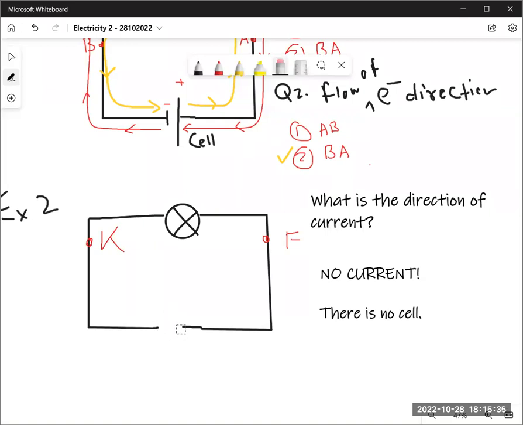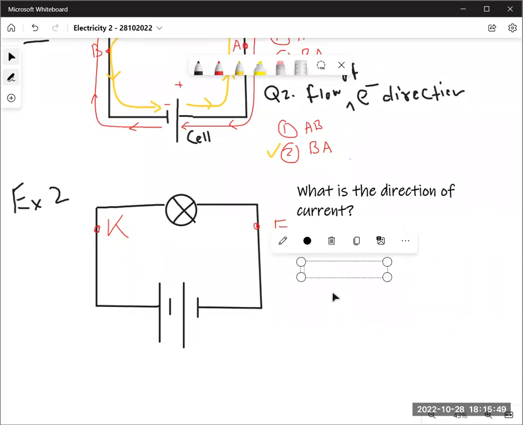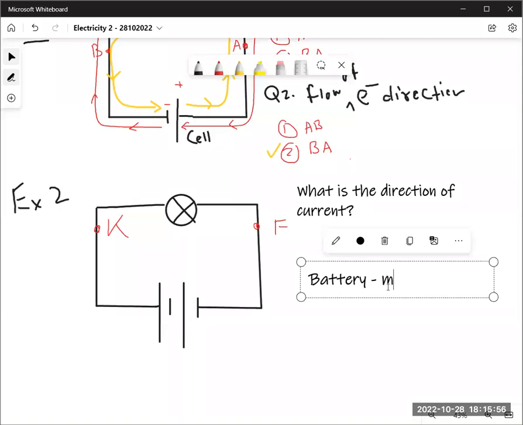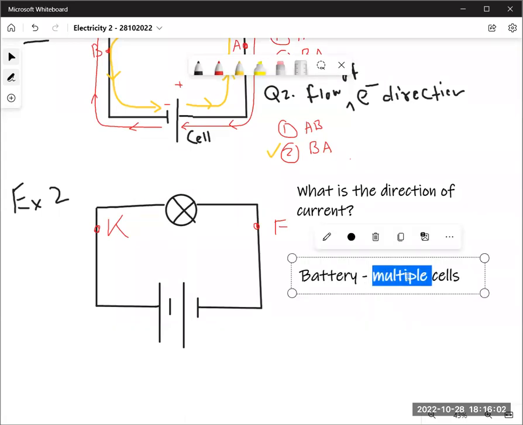Now let's add one cell right here. Instead of adding a cell, I'll add a battery. A battery is basically multiple cells. What is a battery? Multiple cells. Write this in your notebook. They may ask this in the exam. A battery is multiple cells.